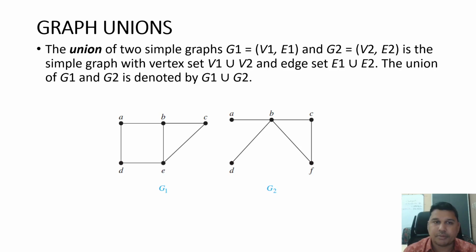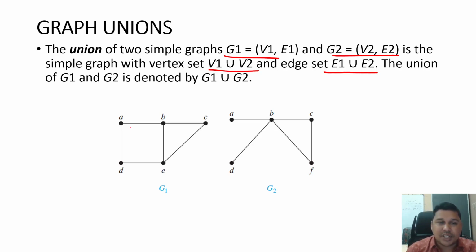Okay. Next, graph union. Again, this is a simple concept. Union of 2 graphs. If there are 2 graphs G1 and G2, it's a simple graph with vertex set V1 union V2 and edge set E1 union E2. If you can merge them, then we say the union of G1 G2.